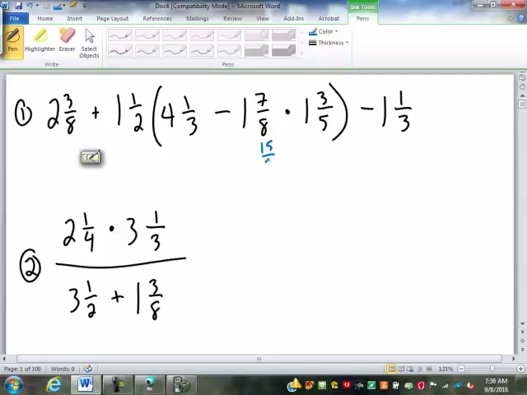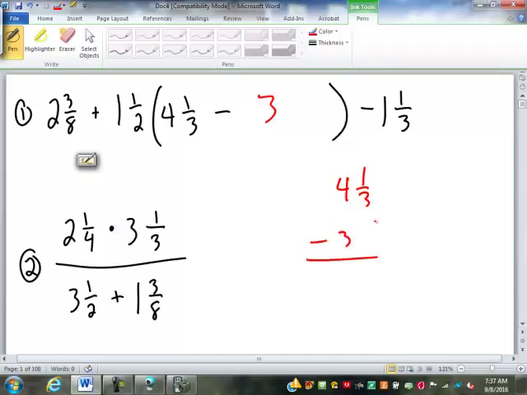15/8 times 8/5, which ends up being actually 3. Yeah, the 8's cross cancel, give me 1, 1, 3, and 5. So it's just 3. Right? So that's all gone. That's just 3. How do we do a mixed number minus a whole number?